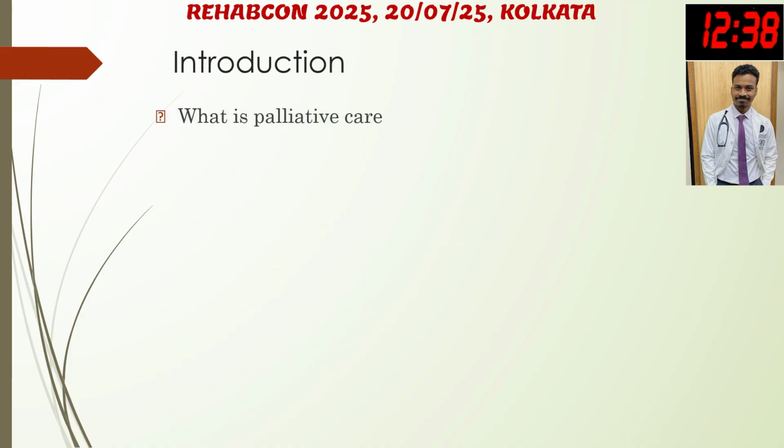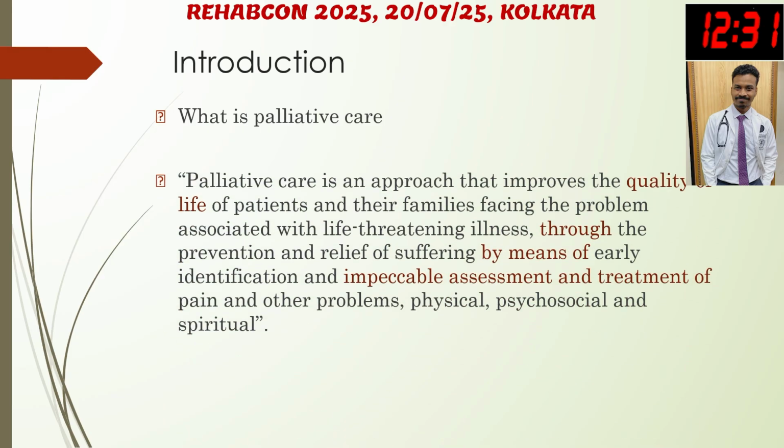So my introduction would be starting with the definition of palliative care. Palliative care is an approach that improves the quality of life of patients and their families facing problems associated with life-threatening illness through the prevention and relief of suffering by means of early identification and impeccable assessment and treatment of pain and other problems, physical, psychosocial, and spiritual. So it's a big definition. When we read through and through, we won't be able to understand what it actually means. So if I break it down, then you will get what palliative care actually means.